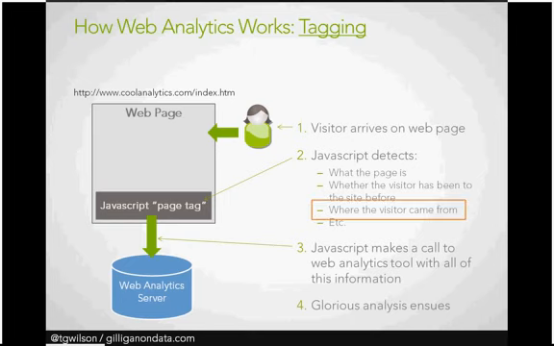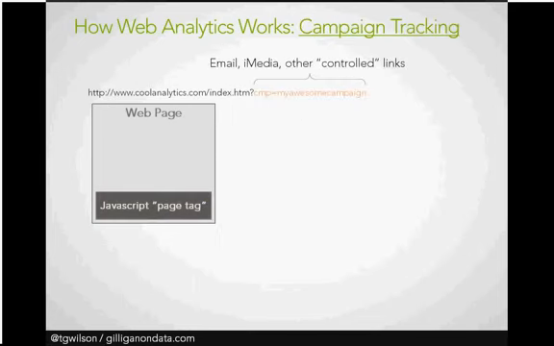Well, let me drill down just a little bit on where the visitor came from. Just on its own, the page tag can pick up a few things and try to detect what site you came from. But what if you're actually controlling where you're sending people to the site? You're sending a link in an email to your site. You've got a banner ad. You're running something on a partner's website.